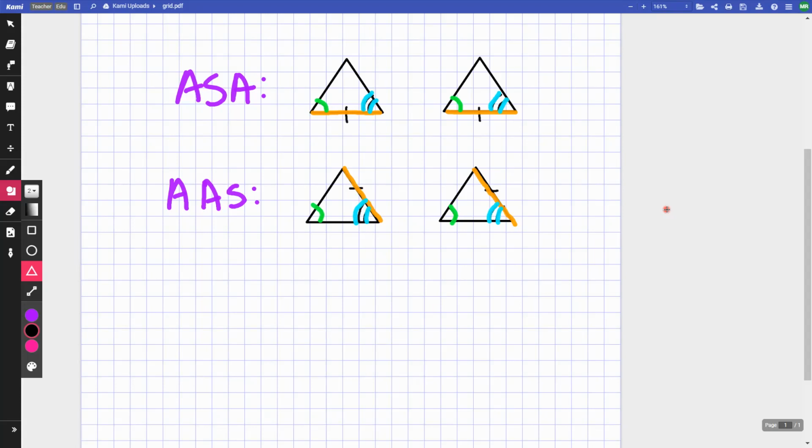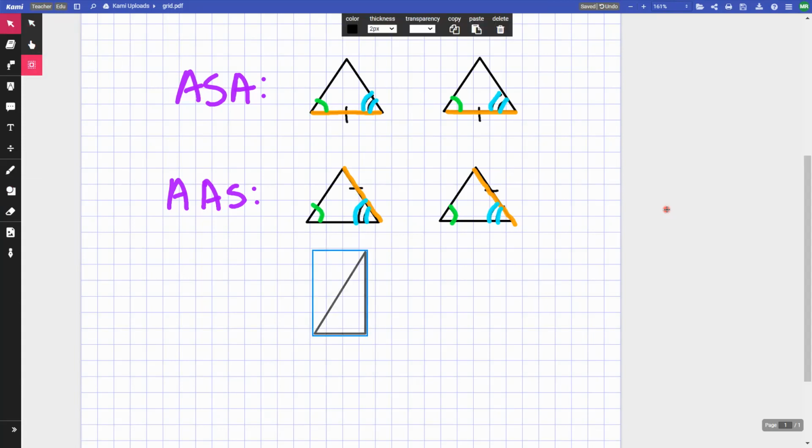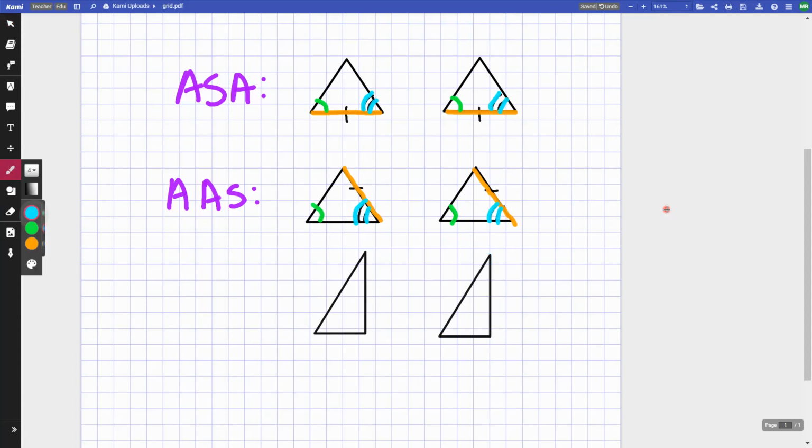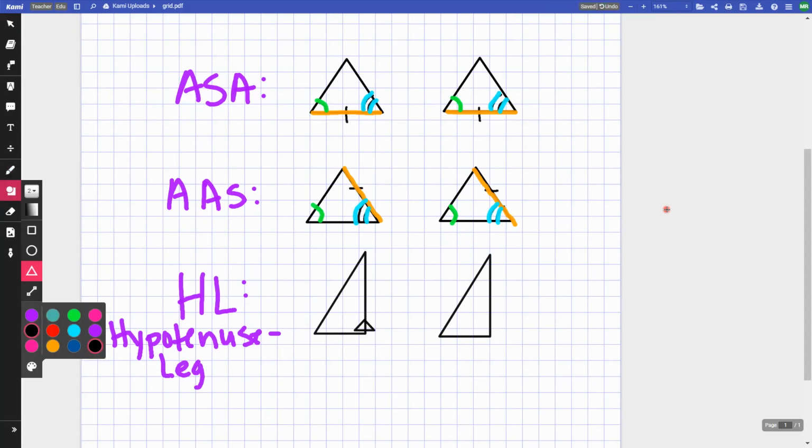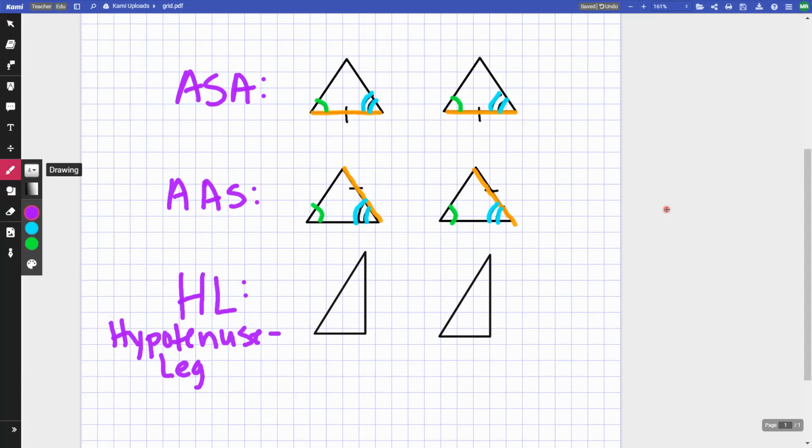So let me get 2 right triangles here. Okay, so here are my 2 right triangles. And this one is called hypotenuse leg, HL. We have a 90-degree angle in both of these triangles, so this is a right triangle. And we know the hypotenuse and one of the legs.